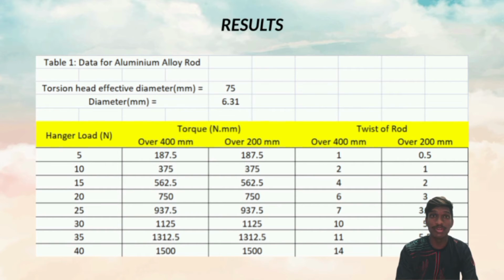The formula that we are going to use to find this torque is to take the torsion head effective diameter, divide by 2 and times with its respective hanger load. Let's calculate one example, which is the torque over 400 mm for the hanger load of 5 Newtons. So we take its torsion head effective diameter, which is 77 mm, divided by 2 and times with its hanger load, which is 5. Then we get 187.5 mm. It goes the same for all hanger loads until 40 Newtons, and it goes the same for torque over 200 mm.